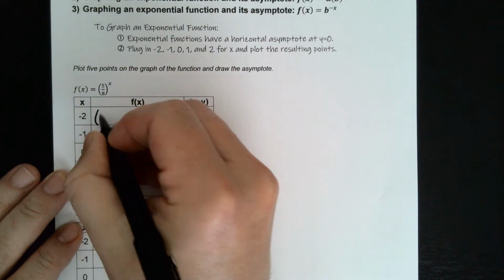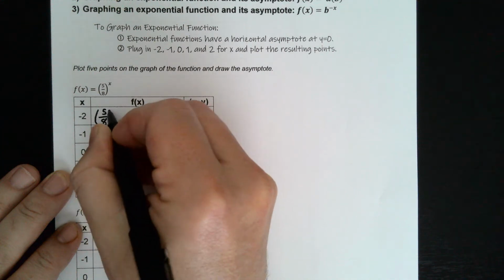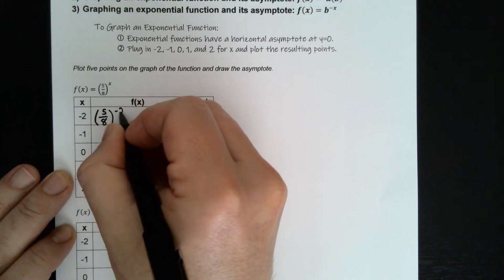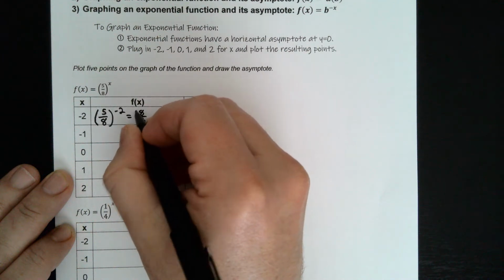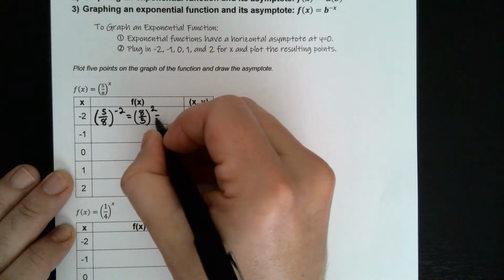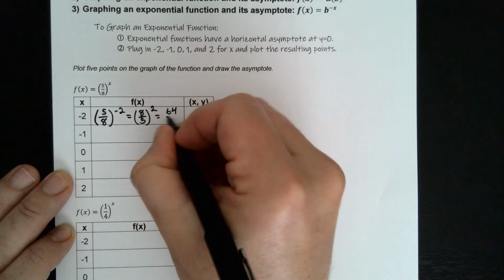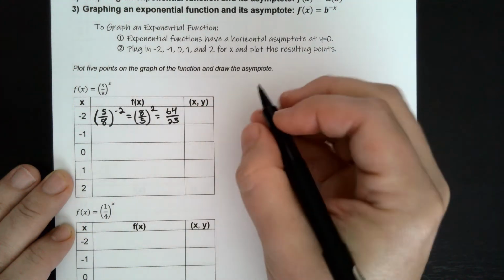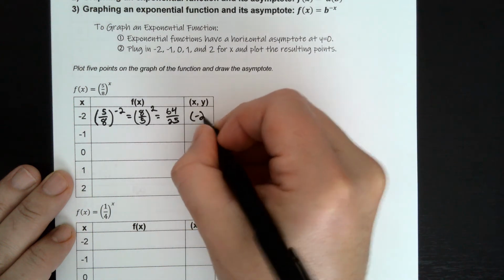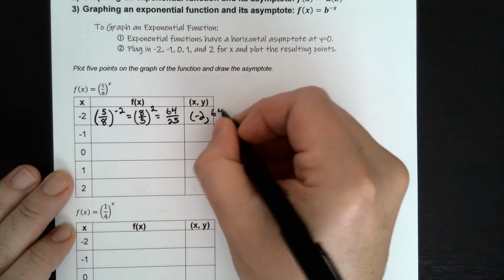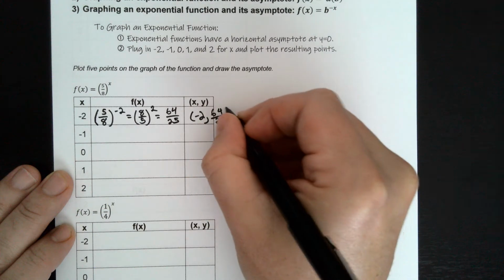So I get 5 over 8 to the -2. Okay, that becomes 8 over 5 to the +2. I just flip it. Now distribute the exponent, it becomes 64 over 25. Okay, 64 over 25 is about 2.5 or so. So you get -2, comma, 64 over 25.